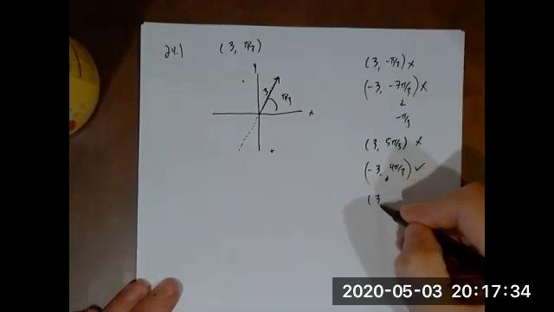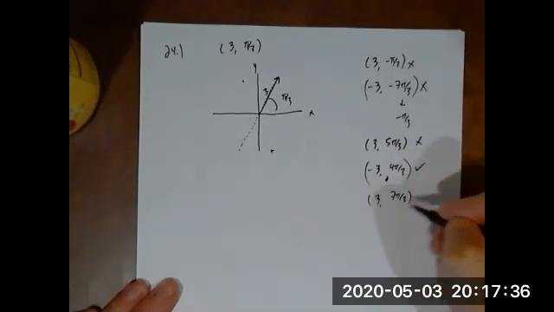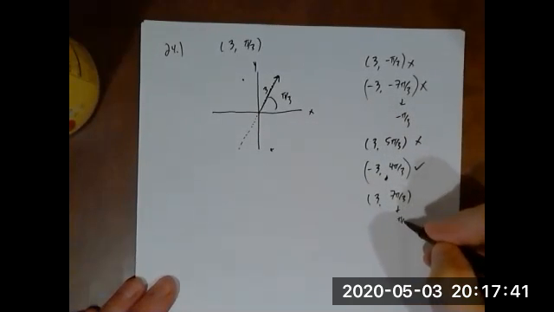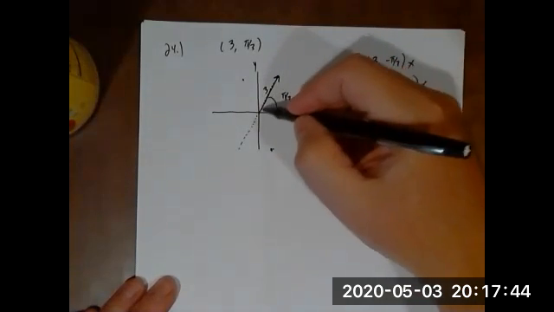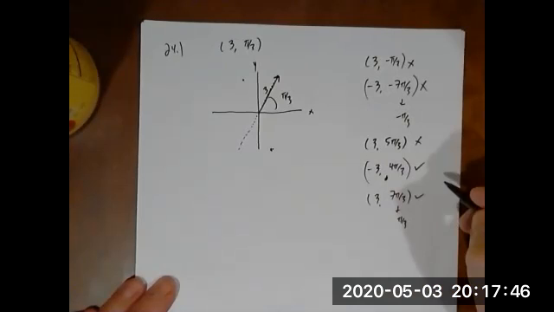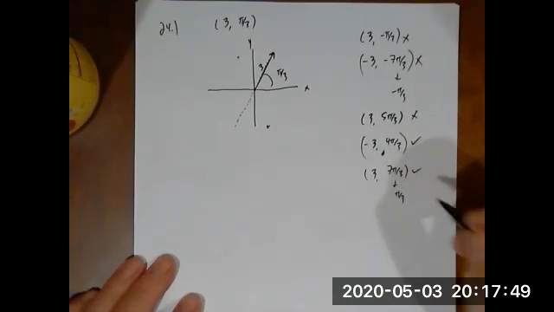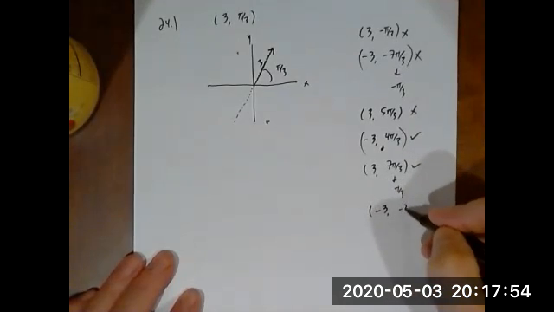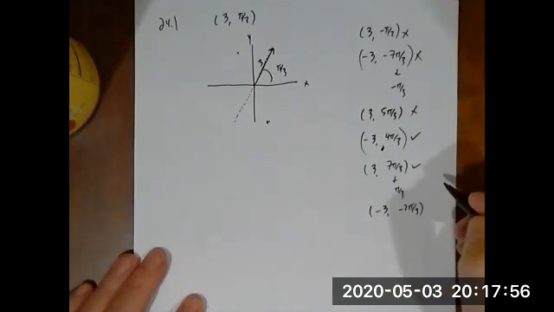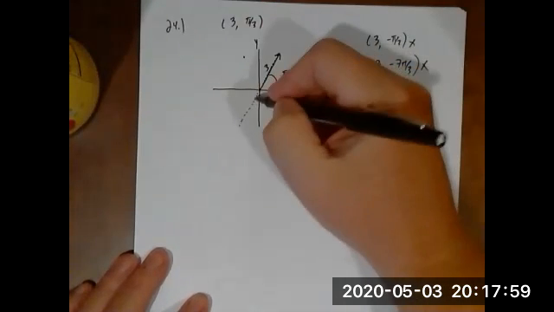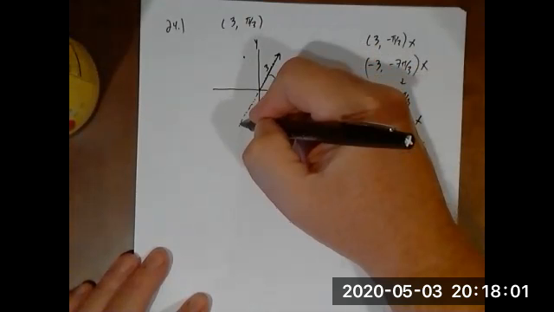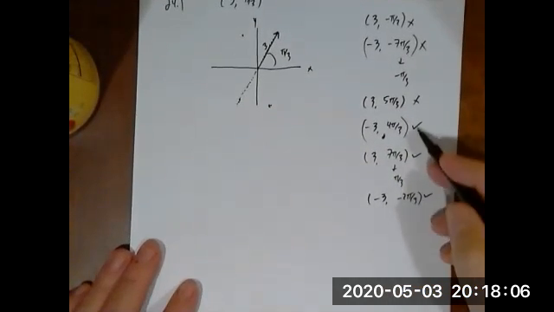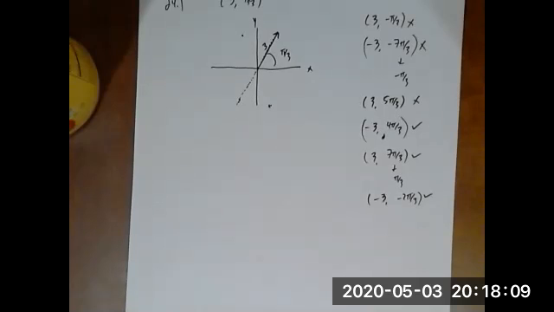(3, 7 pi over 3). 7 pi over 3 is actually the same thing as pi over 3. So (3, pi over 3), that's definitely the same point. And the last one is (negative 3, negative 2 pi over 3). So negative 2 pi over 3 is right here, but then a negative 3 flips it. So actually the last 3 they gave you were all the same points.